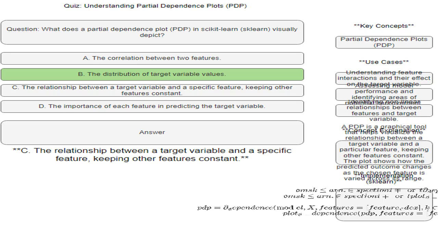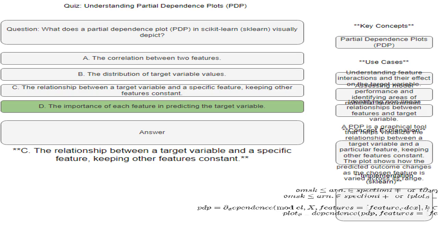False. While PDPs can indirectly reveal information about the target variable's distribution, their primary purpose is to showcase the relationship between a feature and the predicted outcome. C. The relationship between a target variable and a specific feature, keeping other features constant. True. This is the fundamental definition of a PDP. It isolates the impact of a single feature on the prediction by averaging over all other features, thus revealing the marginal effect of the chosen feature.